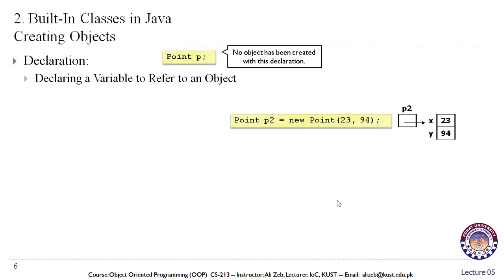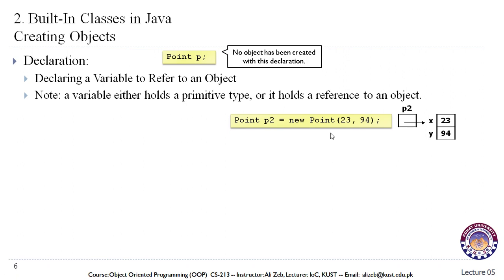So the declaration is declaring a variable to refer to an object. If we, for example, just declare this, then at this moment no object has been created for this declaration. An object is created once we use the new keyword and call the constructor of the class. At this moment, this is a variable, and a variable can either be a primitive type like int or double, or it can be of reference type, like, for example, an object of the class.